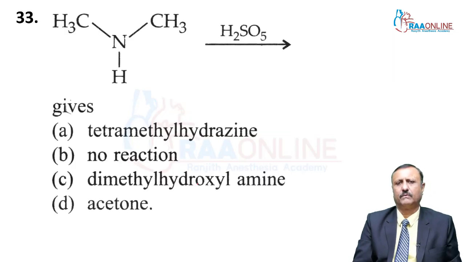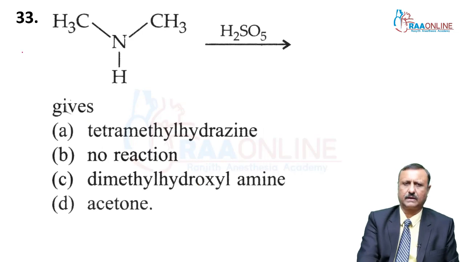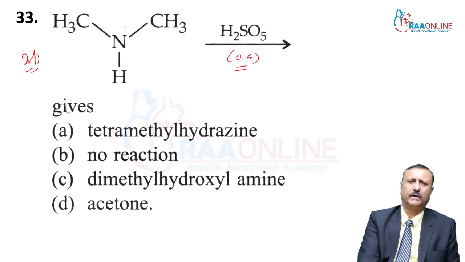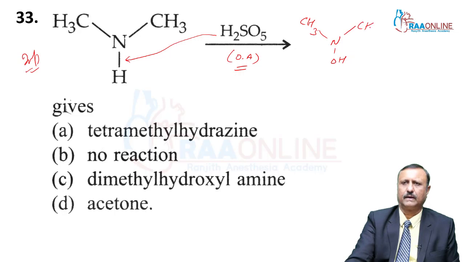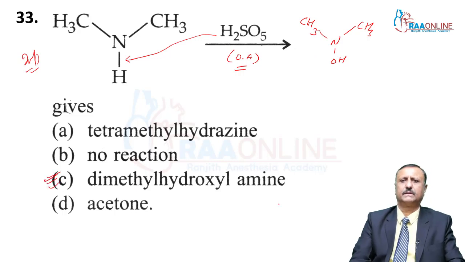Now, my dear students, we can go to question number 33. It is also an important reaction, because here H2SO5 is used as an oxidizing agent. My dear students, what does this oxidizing agent do? It adds the oxygen between the nitrogen and hydrogen. So, you can get the reaction and the product CH3 NOH CH3. And my dear students, it is called dimethyl hydroxylamine. So, answer is C. Question number 33, answer is C.